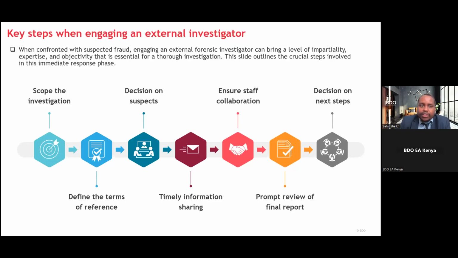The fourth step is to ensure very timely information sharing. So once you have engaged the investigator, you need to provide all necessary information promptly. This will include the timeline that we have mentioned, the evidence that we have mentioned, the whistleblower's report, and any other relevant documents or access to systems to aid the investigation. This is very critical because it allows the investigation to be done effectively and thoroughly.